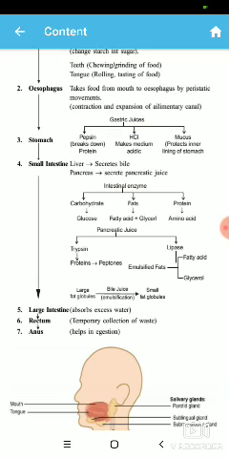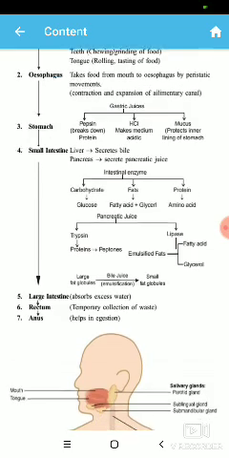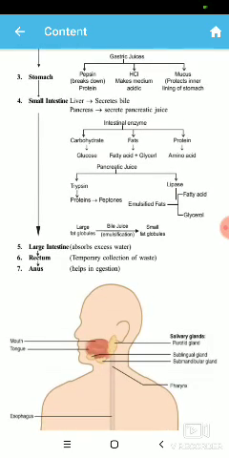Then the food goes into the small intestine. Attached to the small intestine are the liver and the pancreas. The liver secretes bile juice and the pancreas secretes pancreatic juice. In the small intestine, there are intestinal enzymes which convert carbohydrates into glucose, fats into fatty acids and glycerol, and proteins into amino acids.